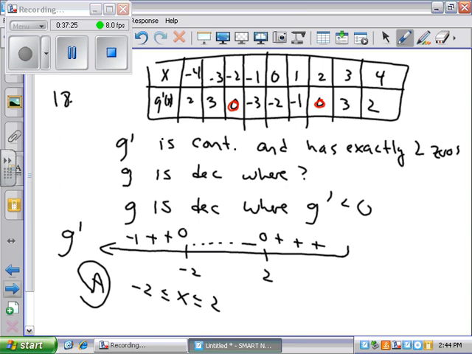But when you find out where a function is decreasing, you find out where the derivative is 0, and then you break up your number line, and it's in between those zeros, right?